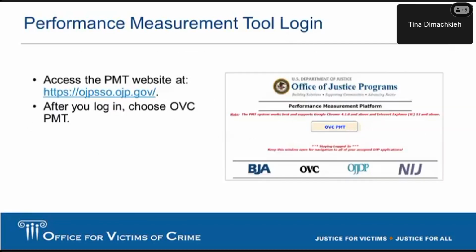Here is what the web page will look like once you've logged into the system. Again, in order to access the system, grantees need to visit ojpsso.ojp.gov, and we encourage you to bookmark this link, as you will be using it every quarter. So every 90 days, you'll need to access the system. After you log in using an email and a password, you will be directed to the OVC PMT initial page.